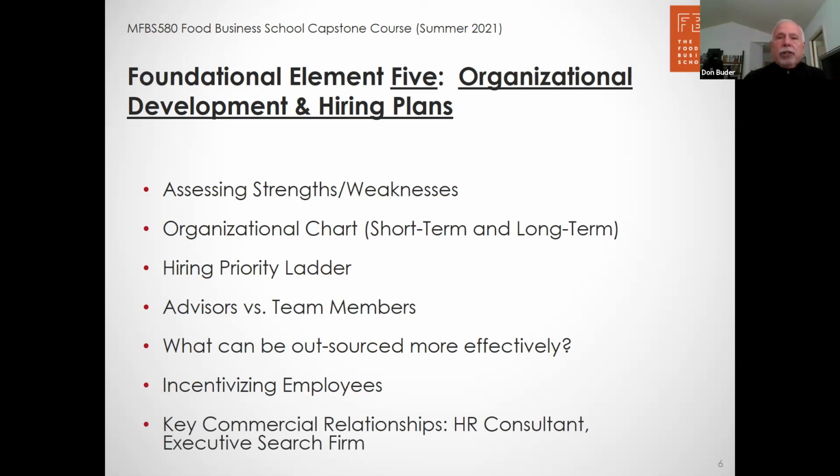The key commercial relationships here in developing the organization and the hiring plans: there are HR consultants that work with early stage companies that help them build this organizational development plan and a hiring strategy. And there are also search firms, executive search firms, or employee search firms that work specifically in the food and beverage industry that are very well connected and can help place key talent with you. We can talk about those in one-on-one discussions if that's a path you want to explore.